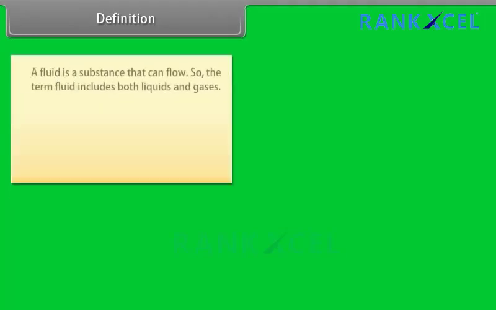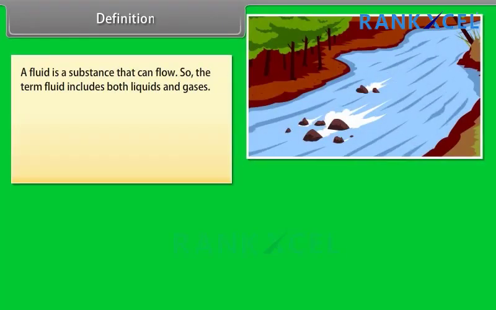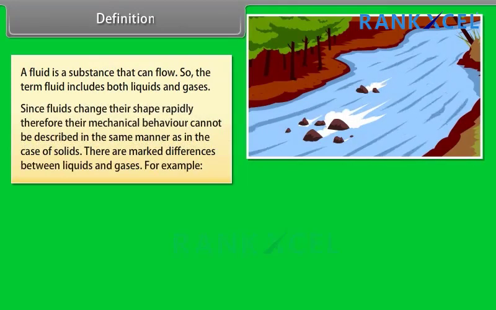Definition. A fluid is a substance that can flow. So, the term fluid includes both liquids and gases. Since fluids change their shape rapidly, therefore, their mechanical behavior cannot be described in the same manner as in case of solids. There are marked differences between liquids and gases.